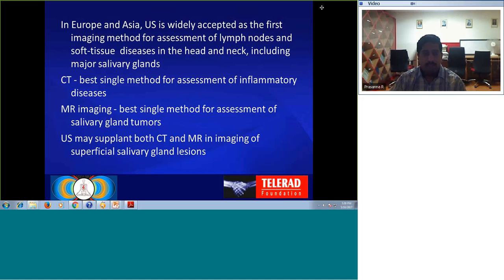Whereas in the US, they consider CT as the best method for assessment of inflammatory disease, and MR imaging as the single method for assessment of the tumors related to the salivary glands or any other soft tissues. But we are here to conclude that ultrasound may be a supplement for both CT and MR imaging for the superficial salivary gland lesions.